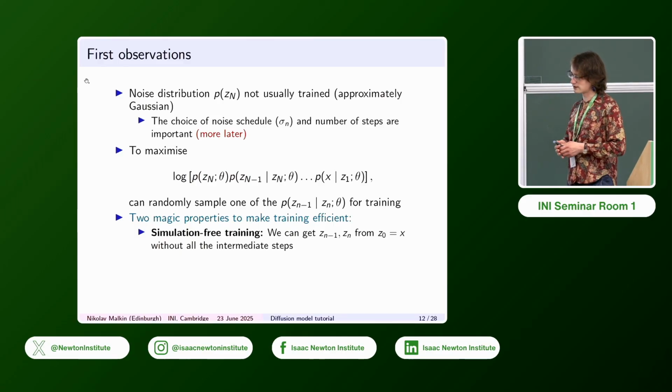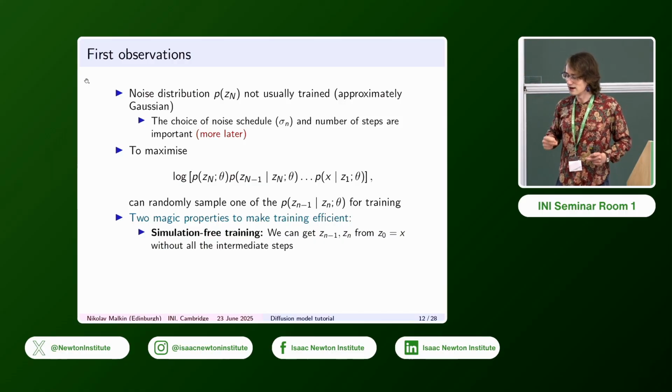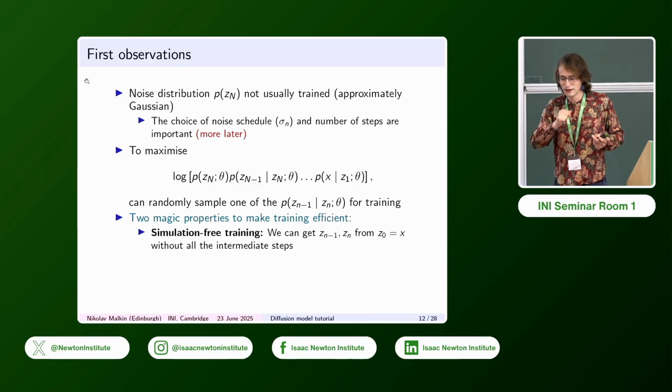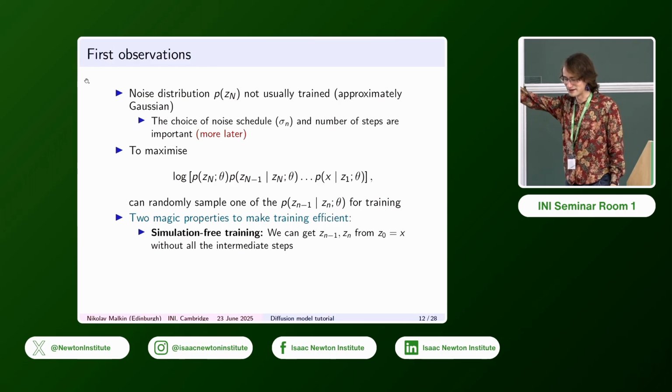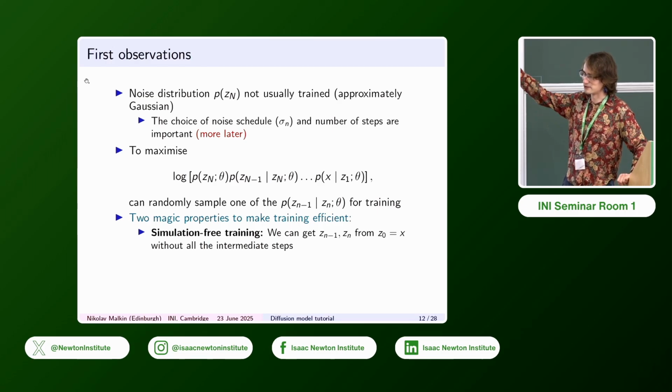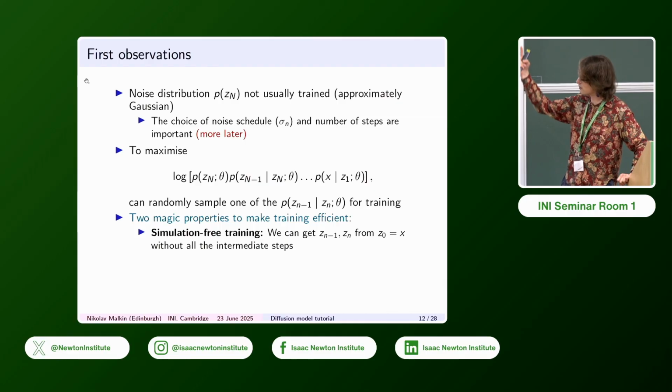So the first thing is that we can do simulation-free training. So what does this mean? This means that, let's say I have x, which is Z0, and I want to get the noisy latent, say, Z7. I don't actually need to sample the whole chain up to Z7, because if I add many independent Gaussian noises, it's the same as adding one big Gaussian noise with the total variance. So I can get Zn minus 1, Zn without going through all the intermediate steps. So no simulation of the Q in order to get a single term, one of these terms in the loss.